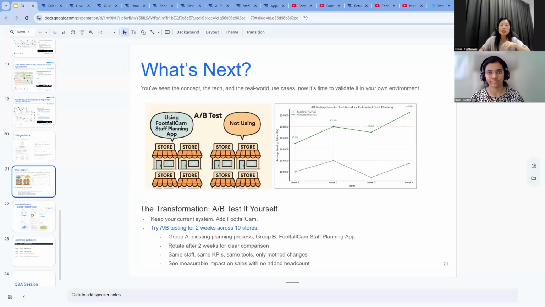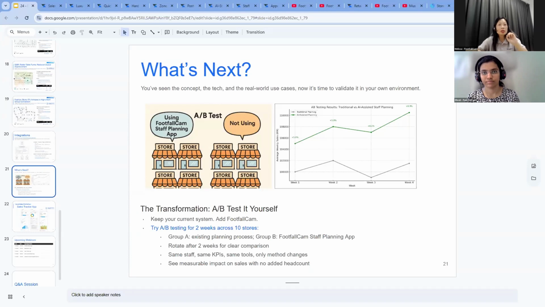And then after a few weeks, you swap them. Those that were not using the app, now you use it. Those that were using the app now don't use it. So you just do a swap, and again, you evaluate, and you can then see the results. You can see it for yourself, and whether or not it truly works in a real-world case.